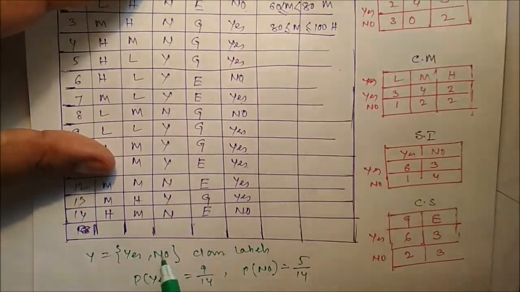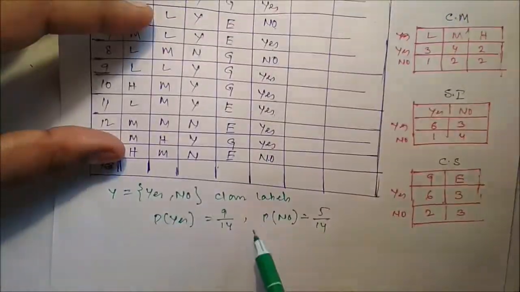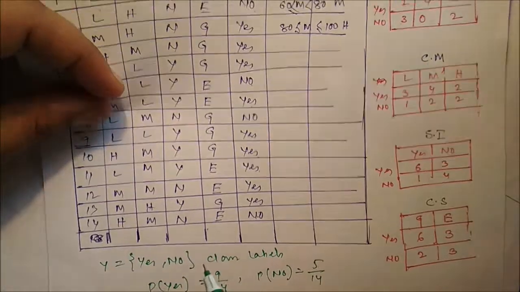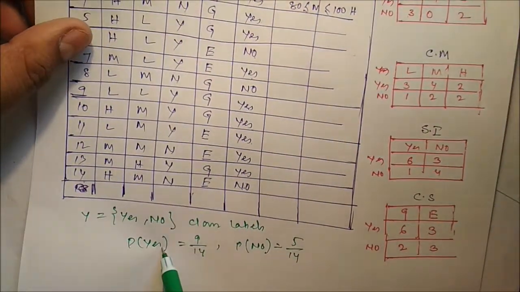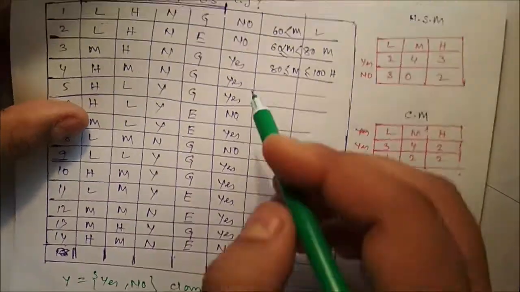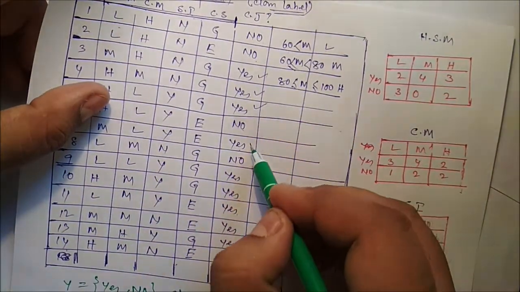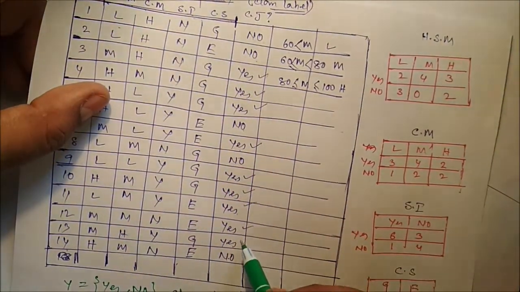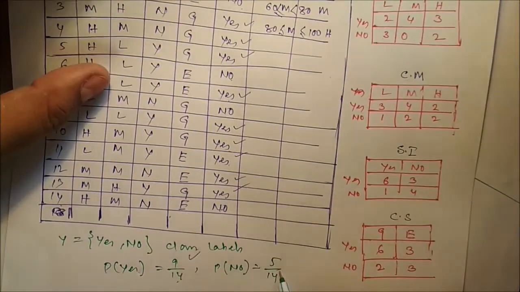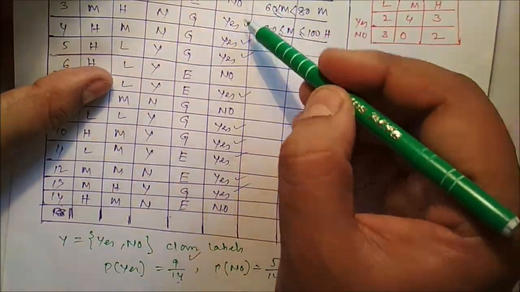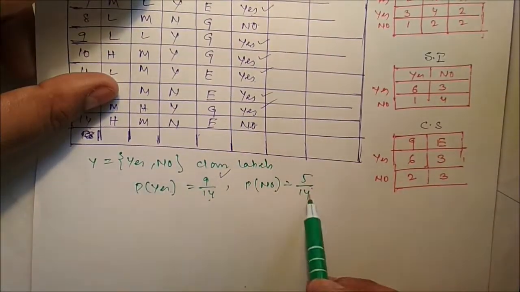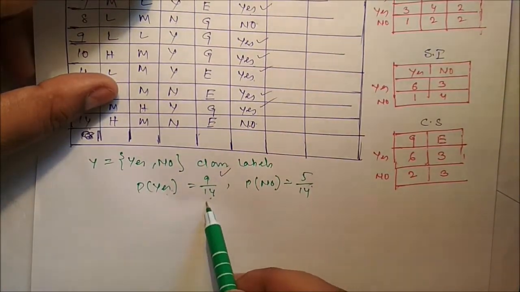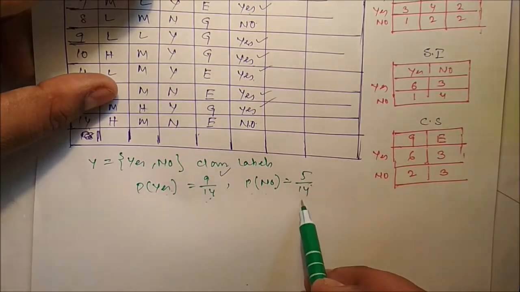Next, two class levels are there, yes and no. Total 14 data are there. So how many yes are there? It is 9 by 14. 1, 2, 3, 4, 5, 6, 7, 8, 9. 9 yes are there. How many no's are there? The remaining are the no's. So 1, 2, 3, 4 and 5. So what is the prior probability of yes? 9 by 14. What is the prior probability of no? It is 5 by 14.